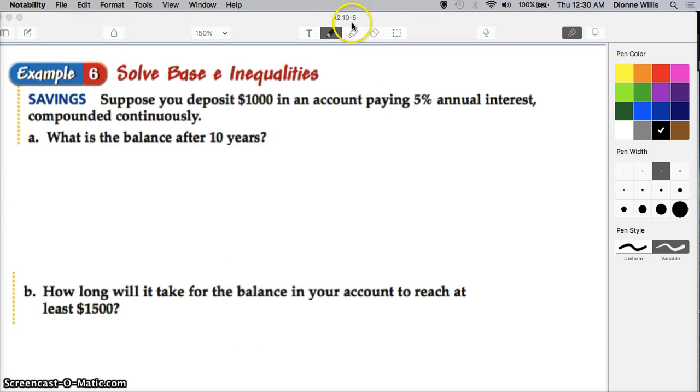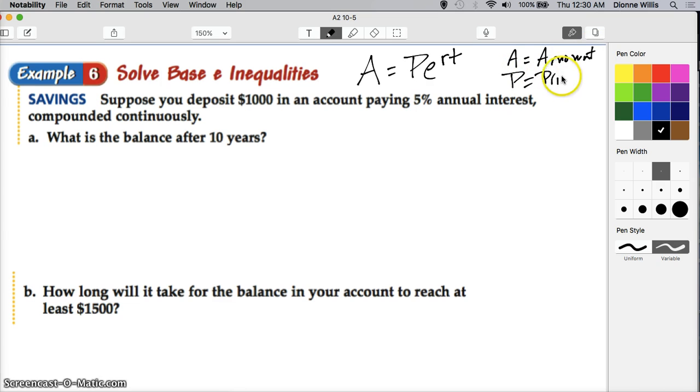Here in example 6, we're going to be talking about one of the most common uses of e. It's when we consider calculating the amount of money someone will have in the bank at a particular time. And so I need to describe a few things to you. So A is the amount of money that person will have. P is the principal amount, the amount they originally put in the bank.